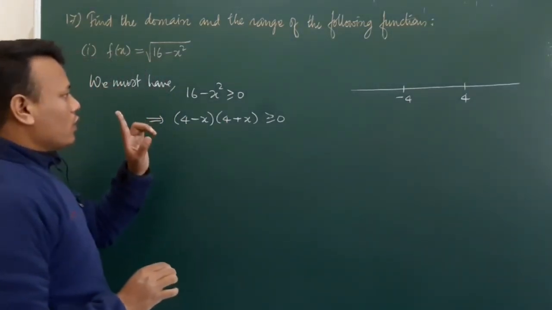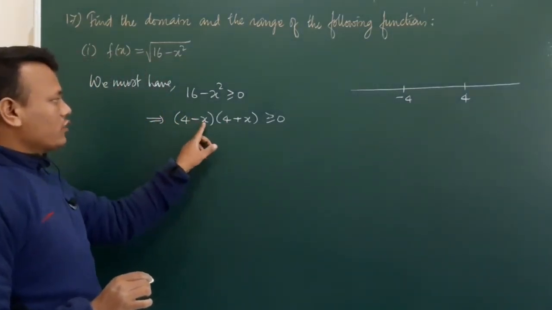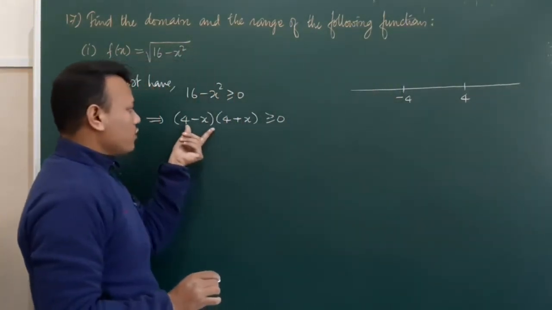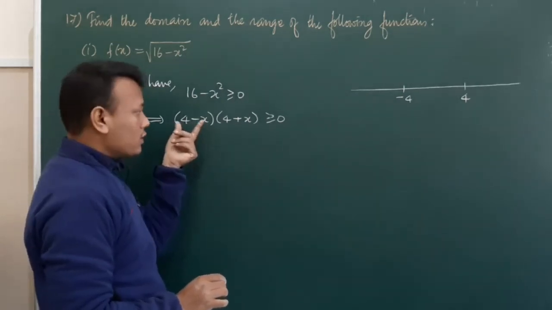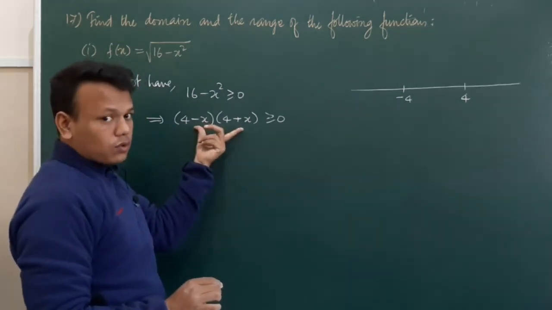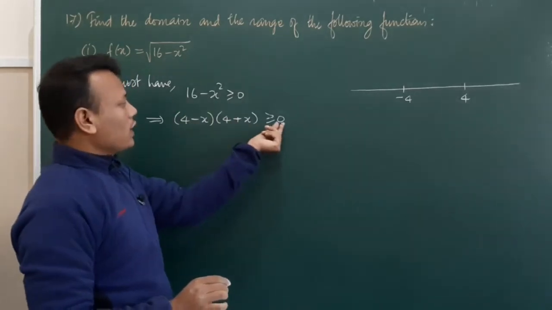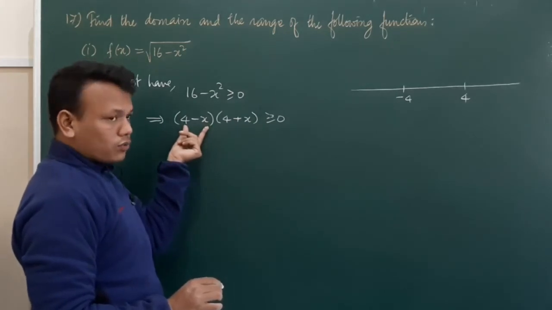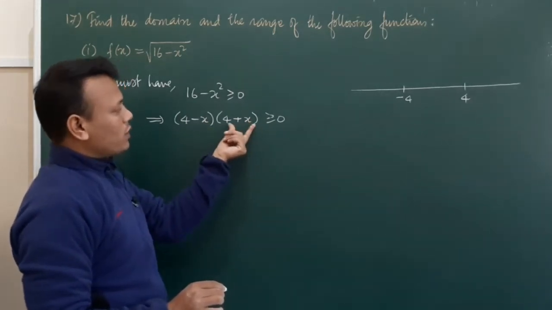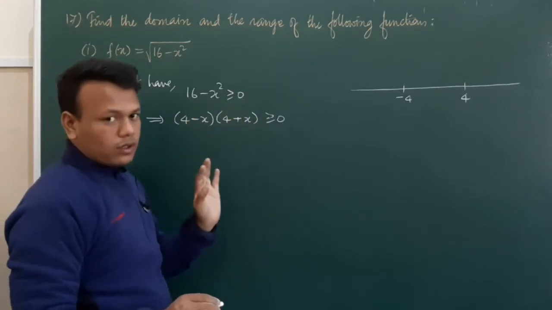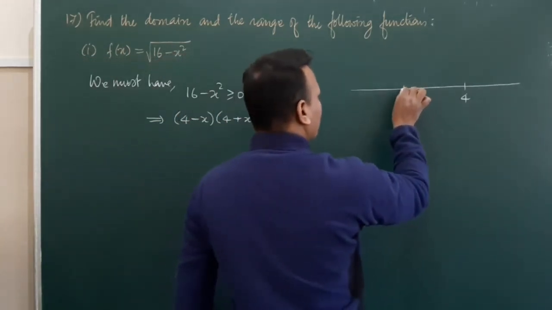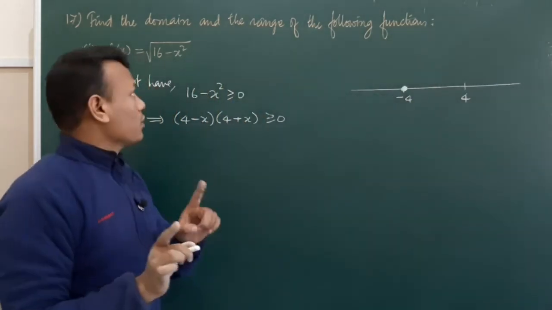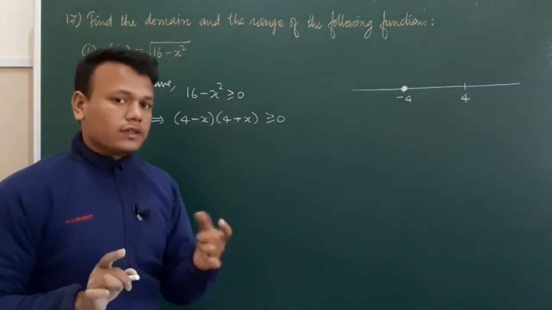Now let us take the value of x to be minus 4. If this is minus 4, then this whole quantity becomes 0. And can I have this equals to 0? Yes, there is an equal to sign, isn't it? So if I make x equals to minus 4, this quantity becomes 0, so 0 into this becomes 0. So I can have the value of x to be minus 4. Why am I finding the value of x? Because I am finding the domain, and the domain contains the values of x, isn't it?